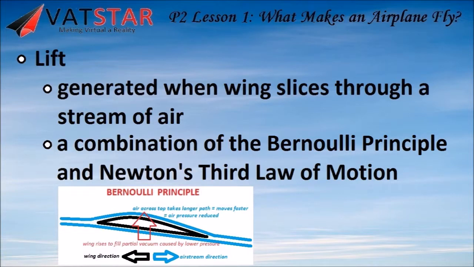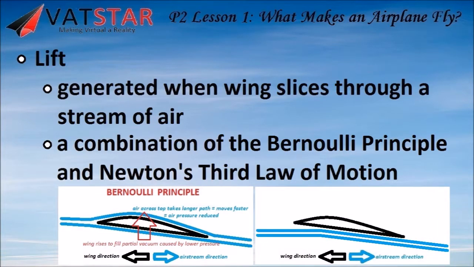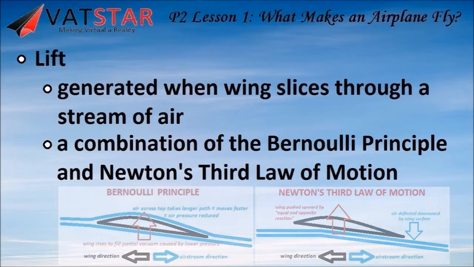Now, at the same time, that same wing traveling in that same direction also has a slight uptilt to it. The air hitting the bottom is therefore deflected downward slightly. You remember Newton's laws from physics class, right? The whole equal and opposite reaction stuff? Okay, so air goes down, wing goes up. Voila, Newton's third law of motion.